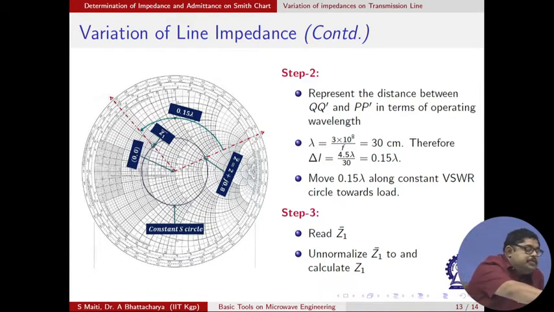So on the constant VSWR circle I have come to this new point, and if I read the resistance and reactance values here, then my job is to unnormalize them. By this we can find the line impedance.